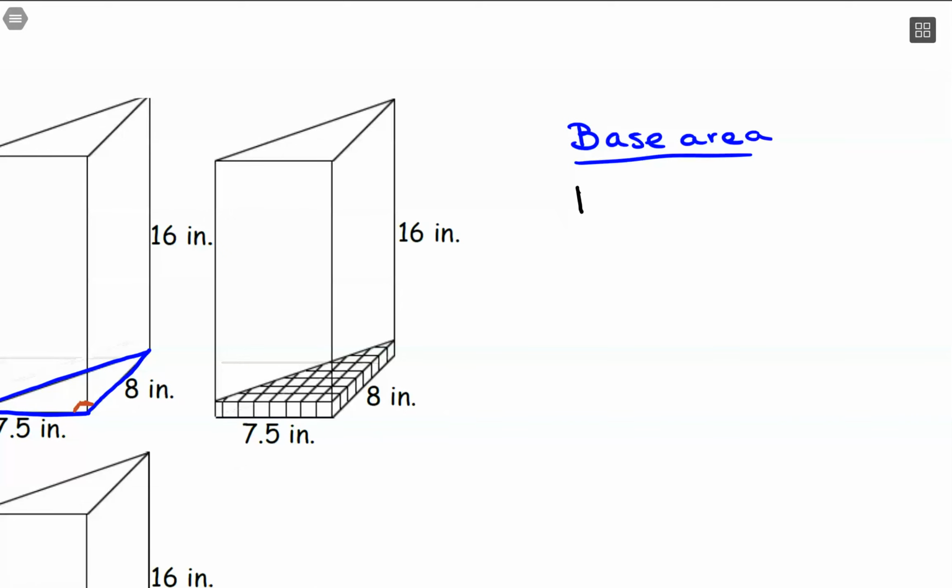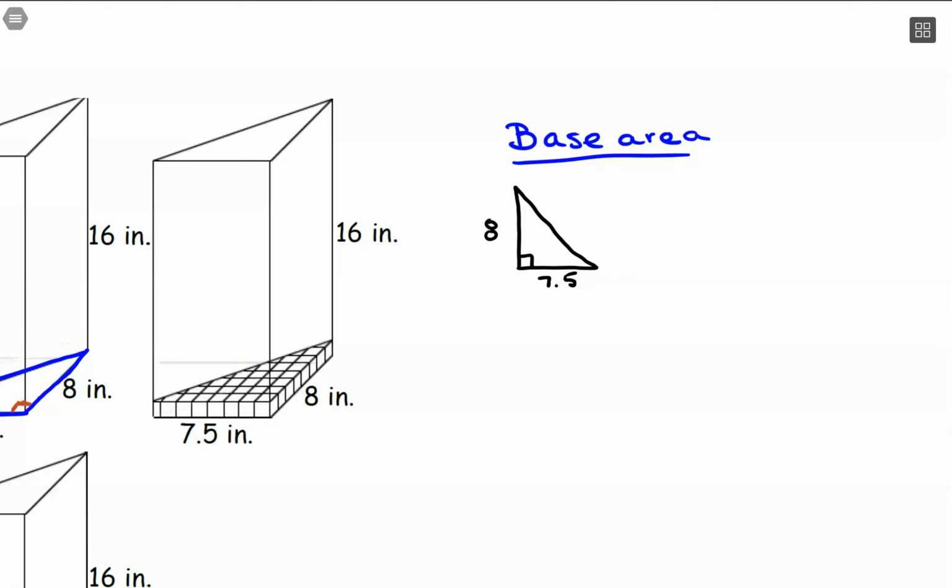So with that, for base area, we can think about this 7.5 by 8 right triangle. It's a triangle, so 1/2 times base times height. So 1/2 times base of 7.5 times height of 8. So with that, we're getting this base area of 30 inches, and that would be squared.